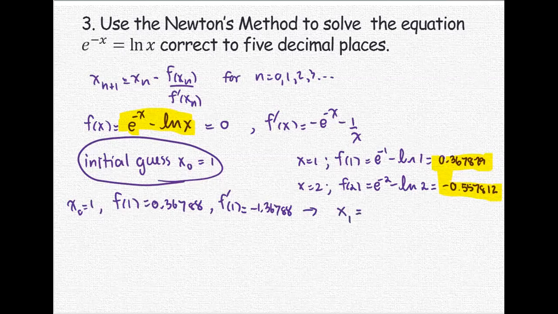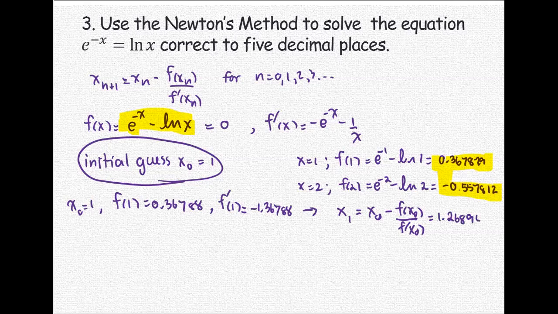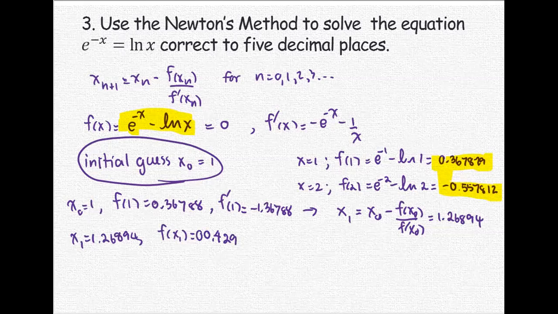Find x1, the next approximation, using x0, the function at x0, and the derivative at x0. This gives us the value x1 equals 1.26894. For the function value at x1, we get 0.4295, and f prime at x1 equals negative 1.06919.